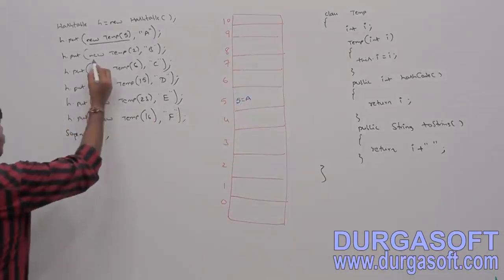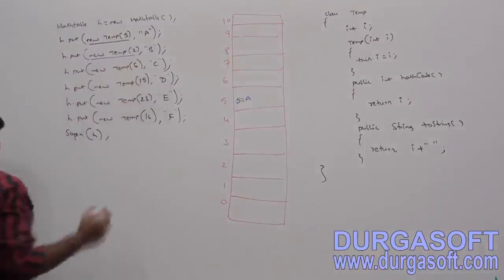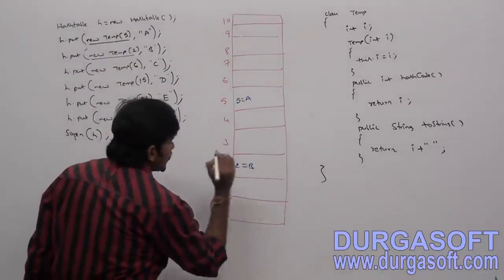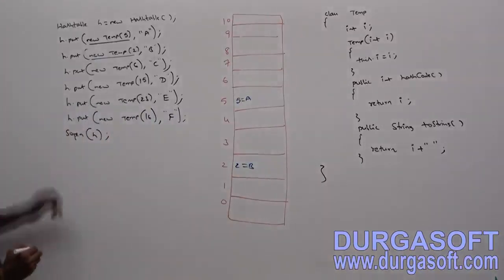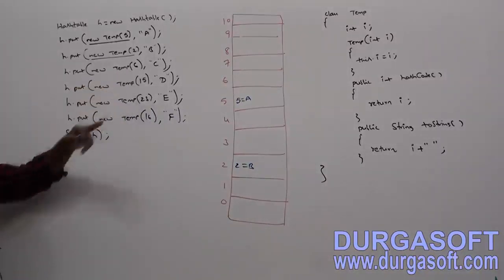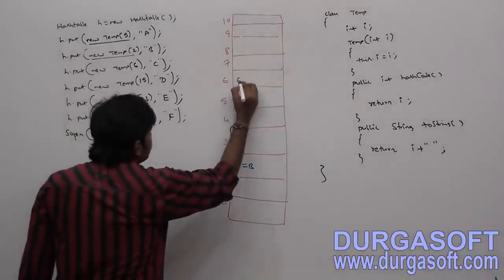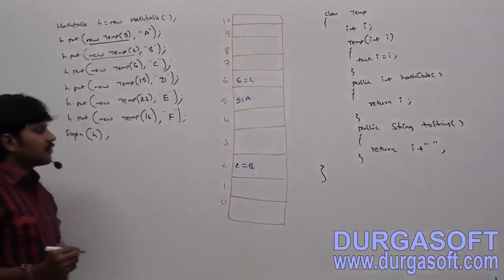Next, new Temp(2, b). What is the hash code of the key? 2. That's why 2=b is saved. Next, new Temp(6, c). Have you observed new Temp(6, c)? Then in the sixth number bucket, 6=c is there.